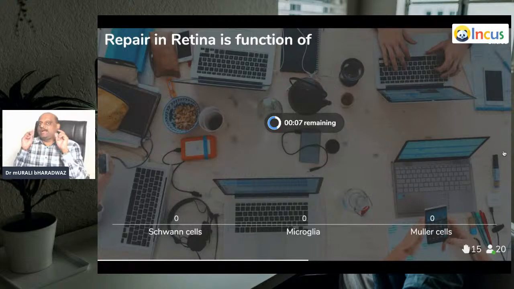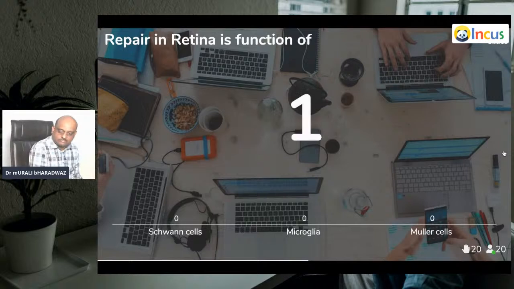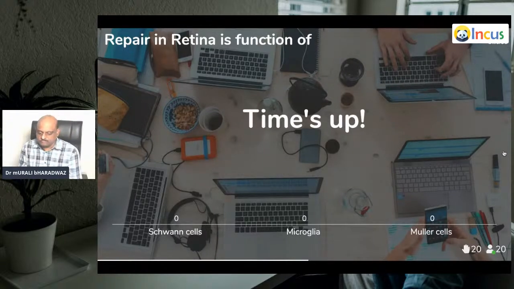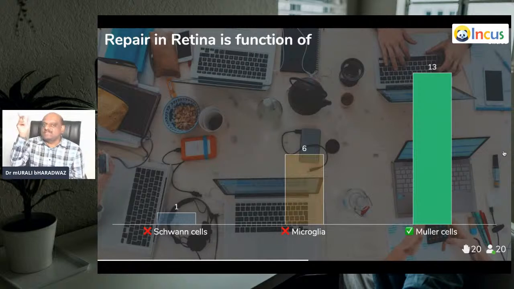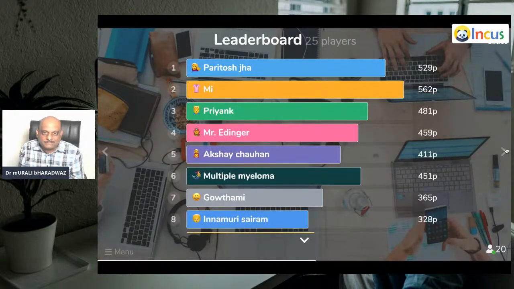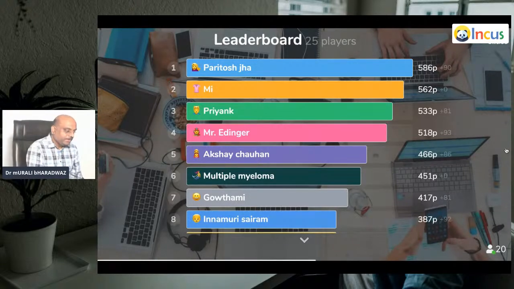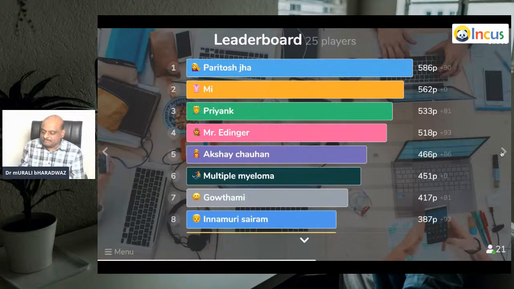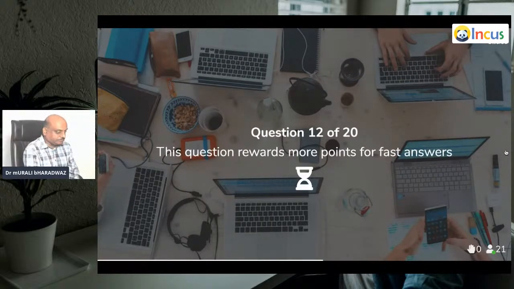Question number 11. Repair of the retina. Repair of the retina is a function of which kind of cell? Great. Muller cells in the retina are responsible for the repair of the retina. Good to see 25 online players. Paritosh Jha is on the top. Good. Question number 12.